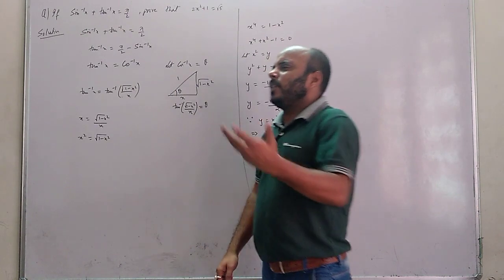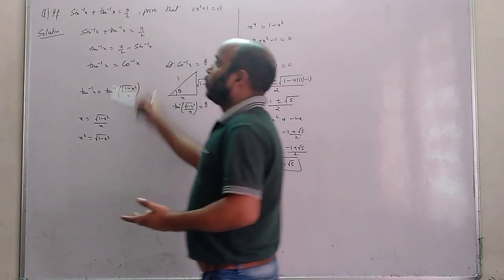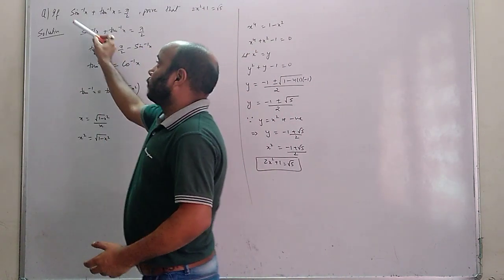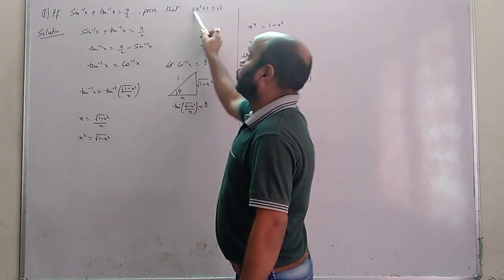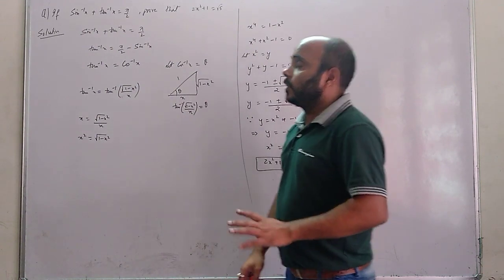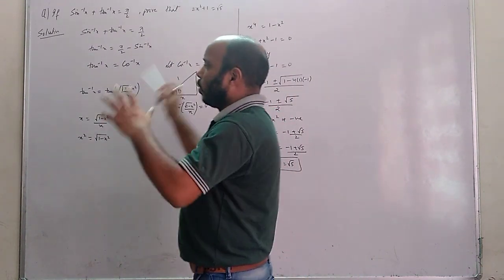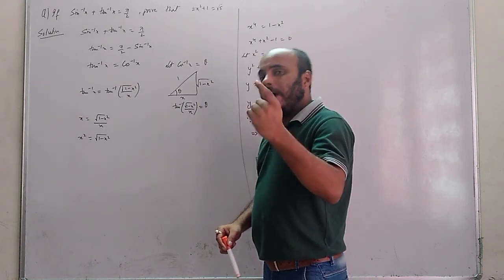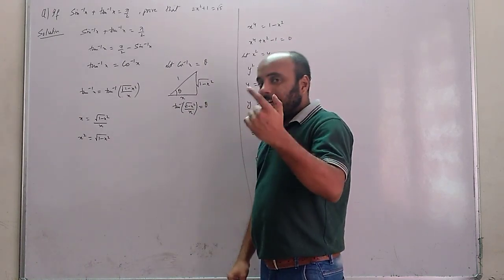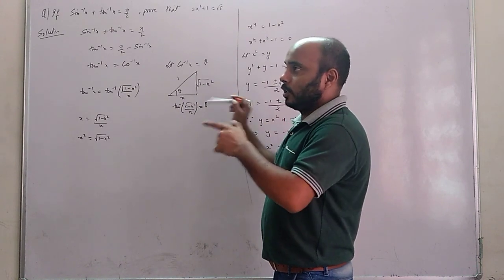Now this is a little bit different type of problem, where one equation is given to you in terms of two different inverse functions, sin inverse and tan inverse, and we need to prove 2x square plus 1 equals root 5. Now, please don't only focus on what I did, focus on why I did it this way. That is the important part here you need to understand.